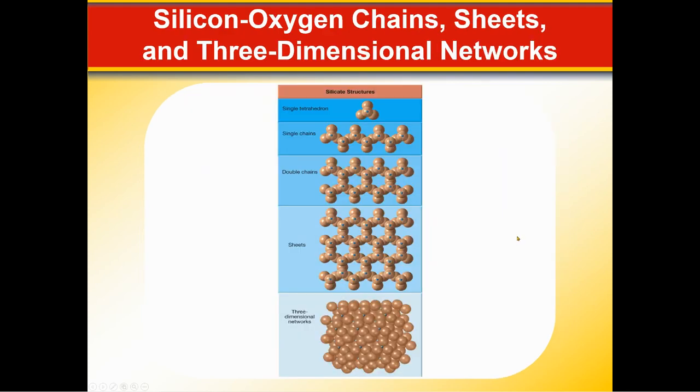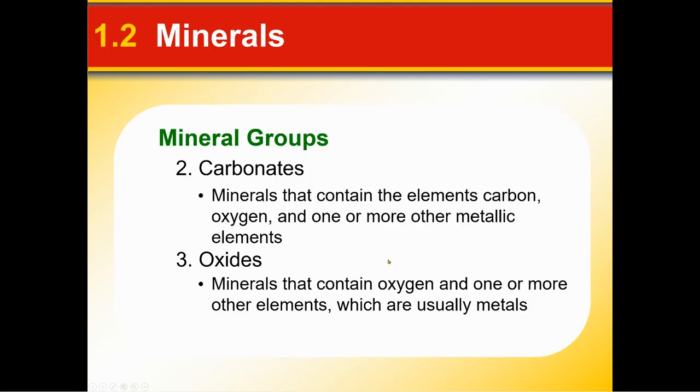Now, when I get this single tetrahedron, it looks like this right here. But they form chains, okay? Remember, I was telling you silicon, like carbon, forms chains: single chains, double chains, sheets, and three-dimensional networks. These give the individual minerals different properties, whether it is a single tetrahedron or a single chain, double chain, sheets, so on and so forth, okay?